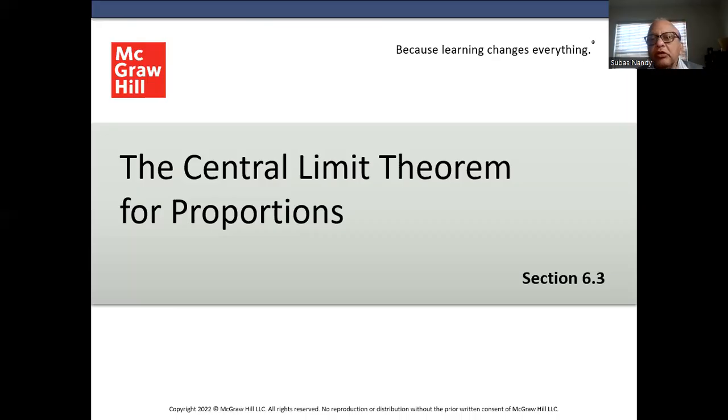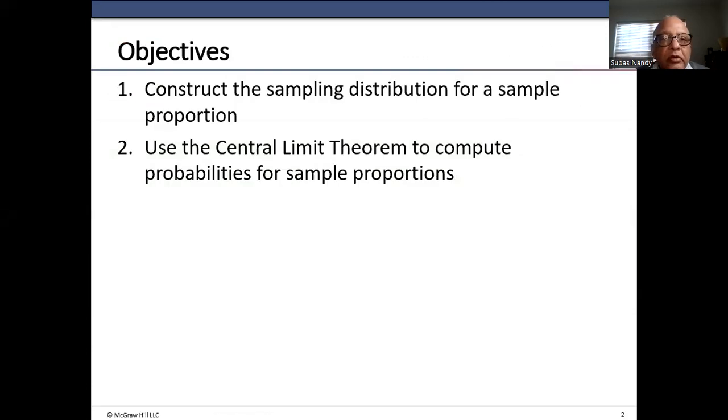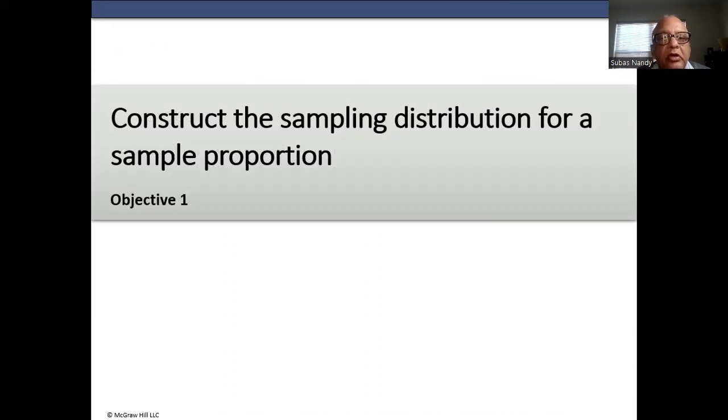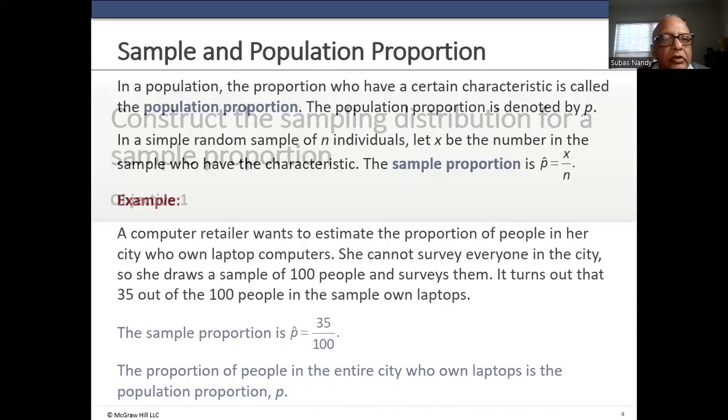So we are going to talk about central limit theorem for proportions. Construct the sampling distribution for a sample proportion. Use central limit theorem to compute probabilities for sample proportions. Construct the sampling distribution for a sample proportion. That is our objective 1.